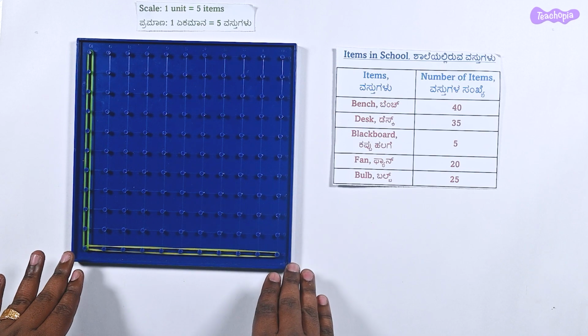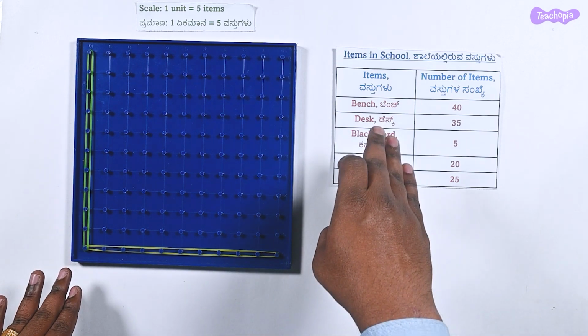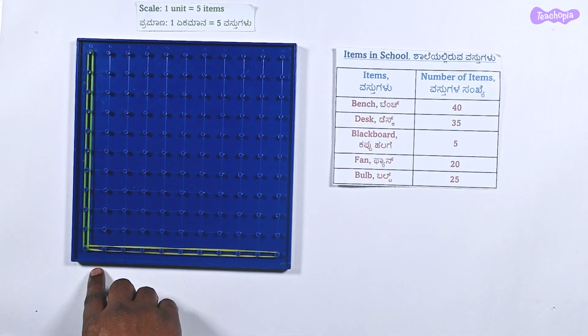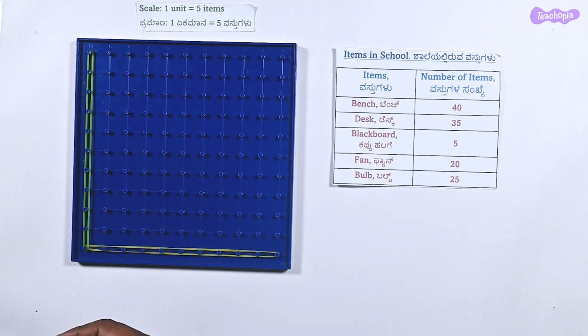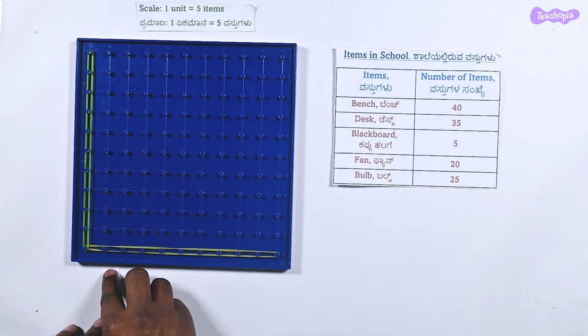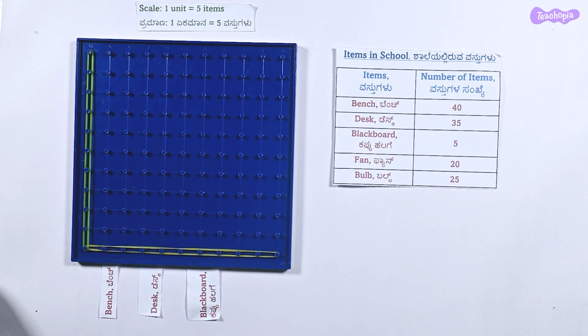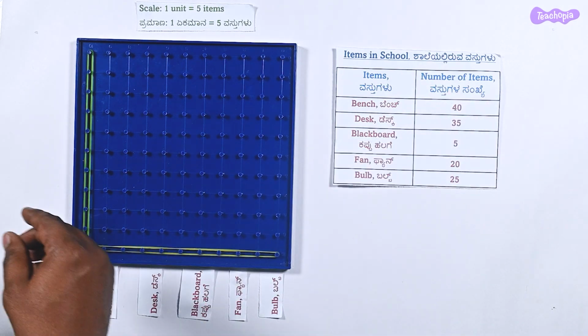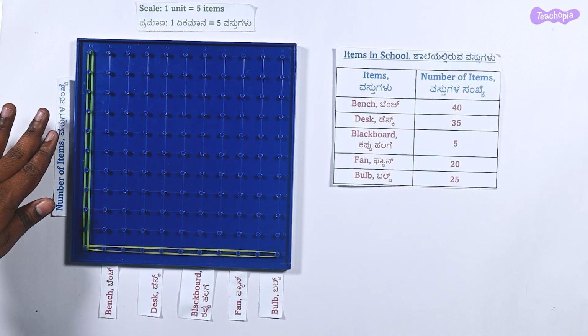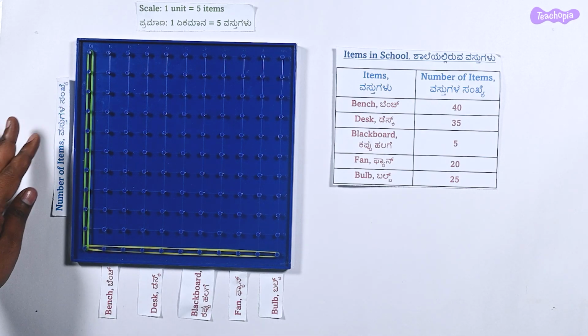On the horizontal axis, I am having the items. I could write here, but instead of writing, I have ready-made slips which I made before. The first one is bench, so I'm keeping it here. Then desk, blackboard, fan and bulb. On the vertical axis is number of items. So I'm keeping a ready-made slip for number of items, or you can write on this vertical axis side.